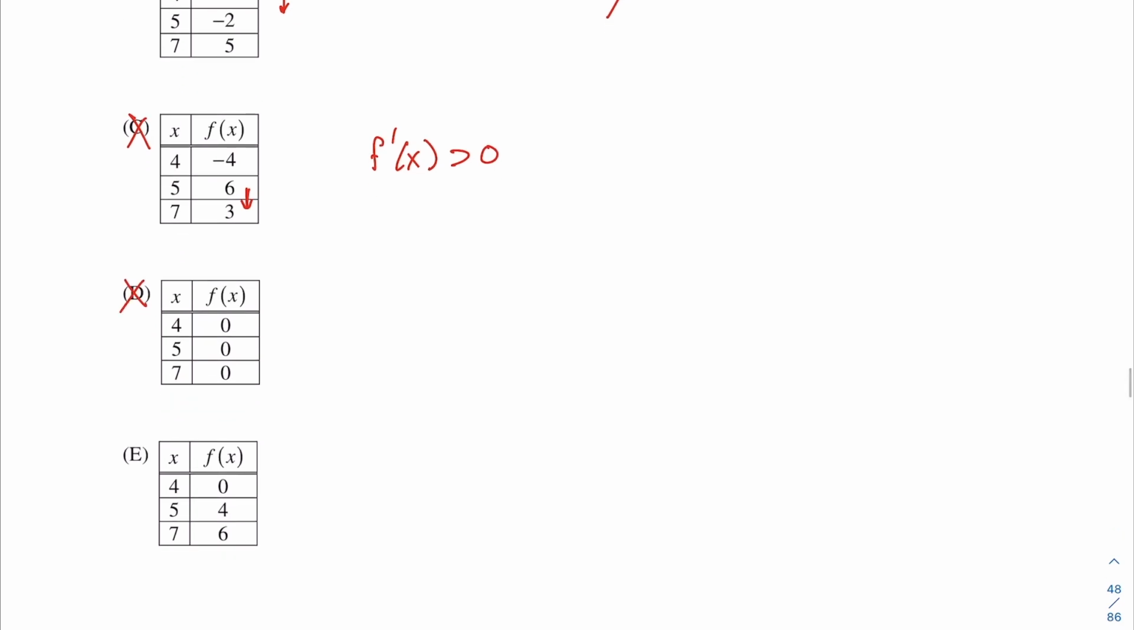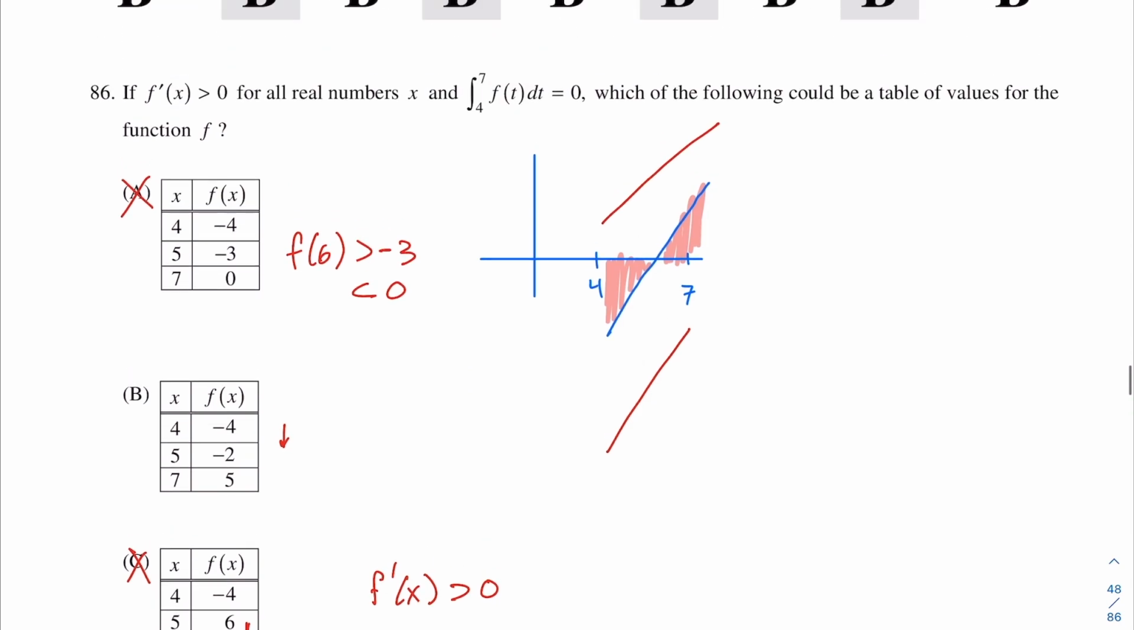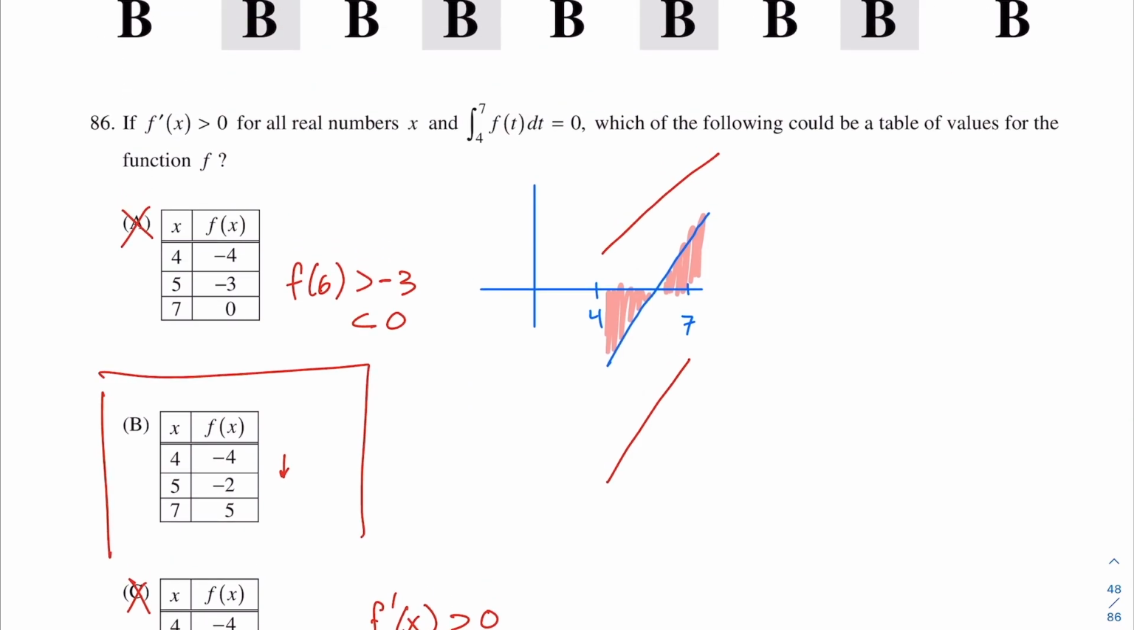And then we come down to E, and you notice that all of the values of f of x are positive. They're greater than 0, so there's no way that the area under this curve could be equal to 0. It will be a positive value. So the answer here is B.